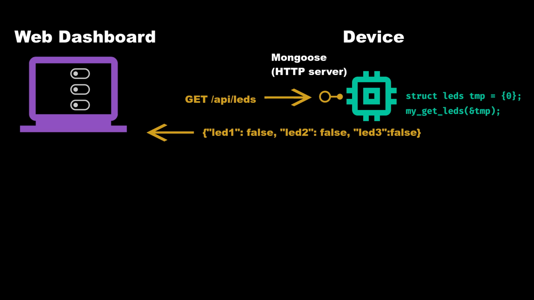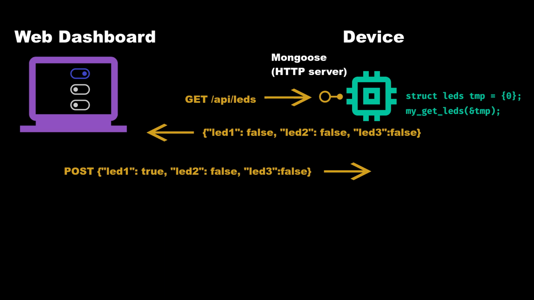The setter function works in the opposite direction. For example, the user toggles LED1 to on in the UI. The UI creates a JSON string representing the new LED states. LED1 is on, LED2 and LED3 are off. The UI sends this JSON string to the device as a POST request.